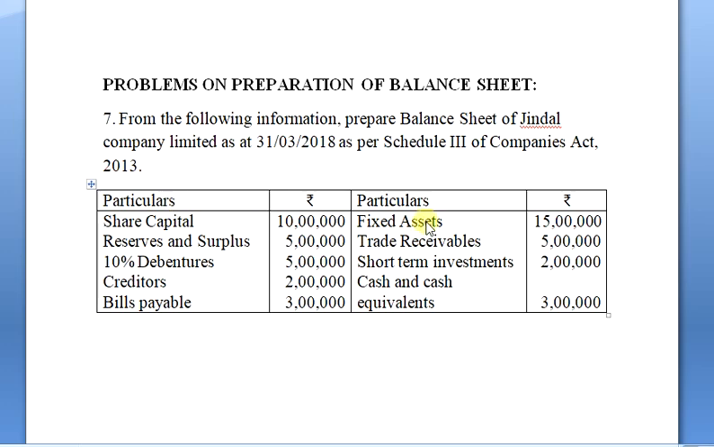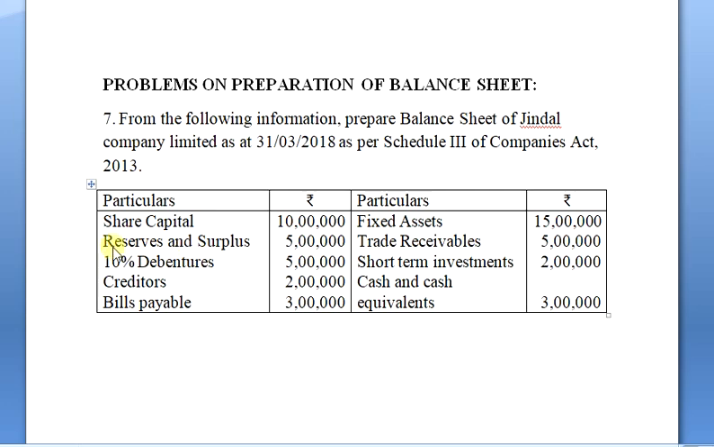So, the particulars and rupees are given. We need to find out which are assets and which are liabilities, for which we need to prepare the notes. See here, share capital is given. Share capital is a liability. Where will it appear? Under shareholders' fund. Under the head shareholders' fund, the share capital will be coming. Reserves and surplus is given. Reserves and surplus will come under which head? Under the head reserves and surplus itself.